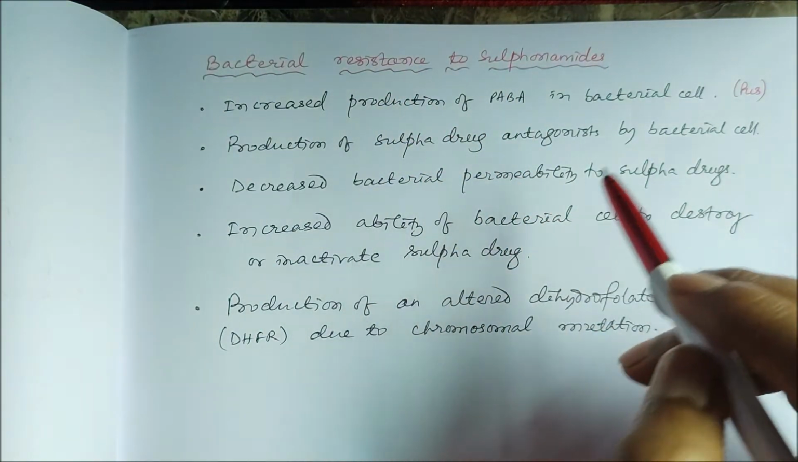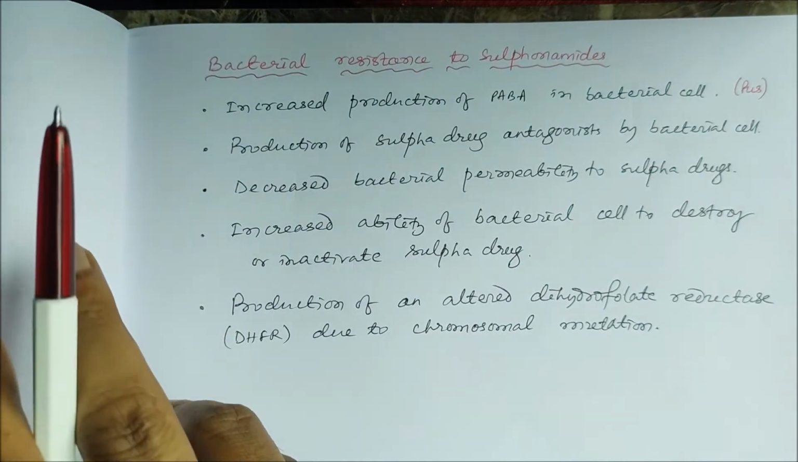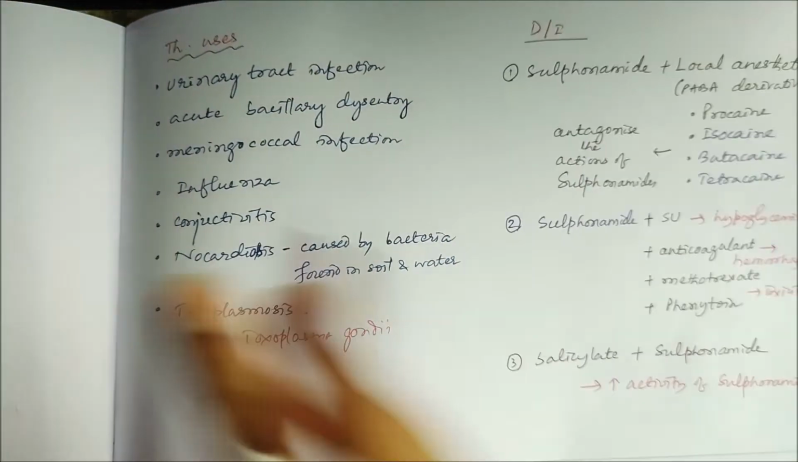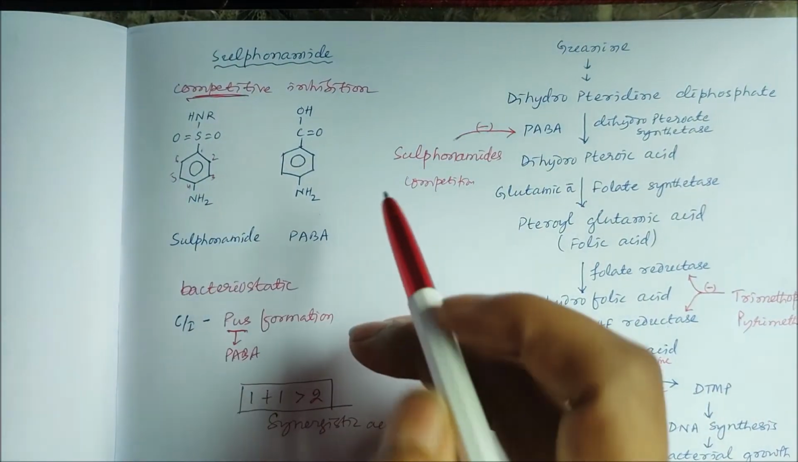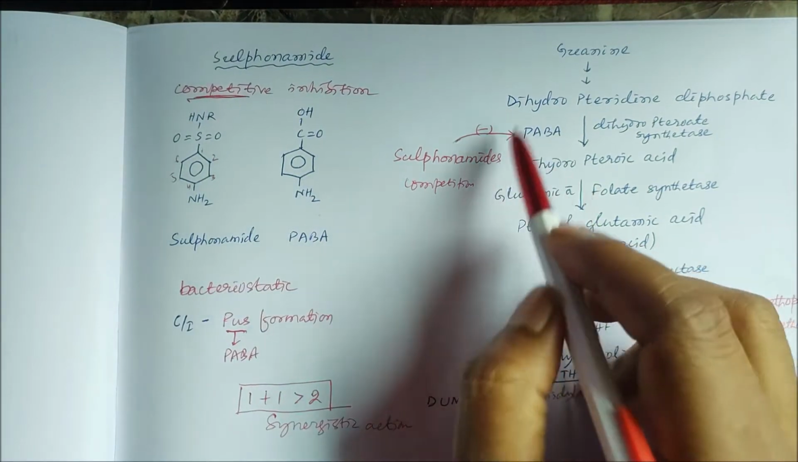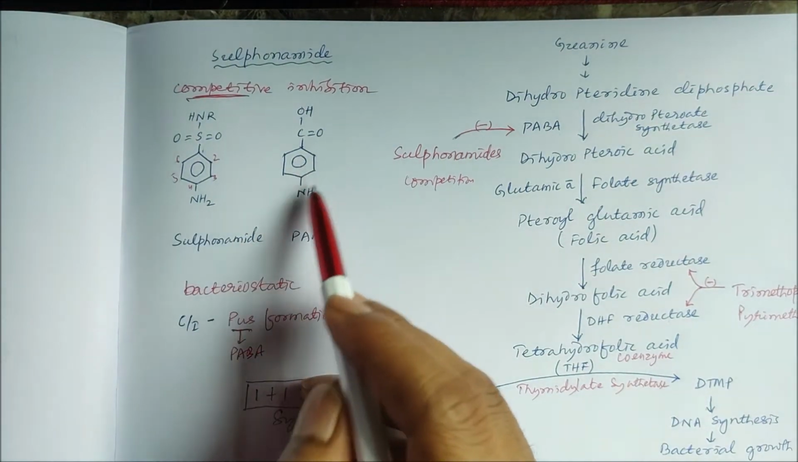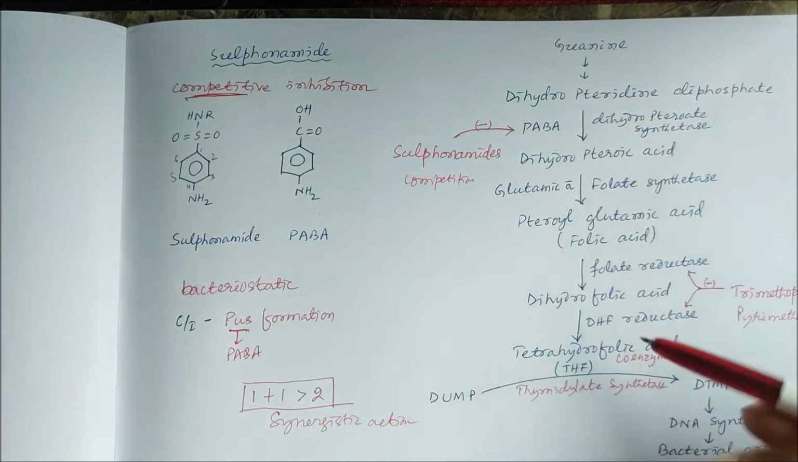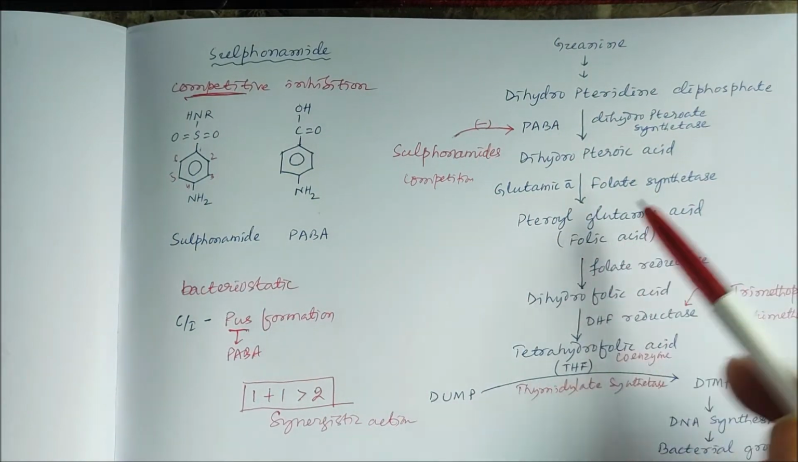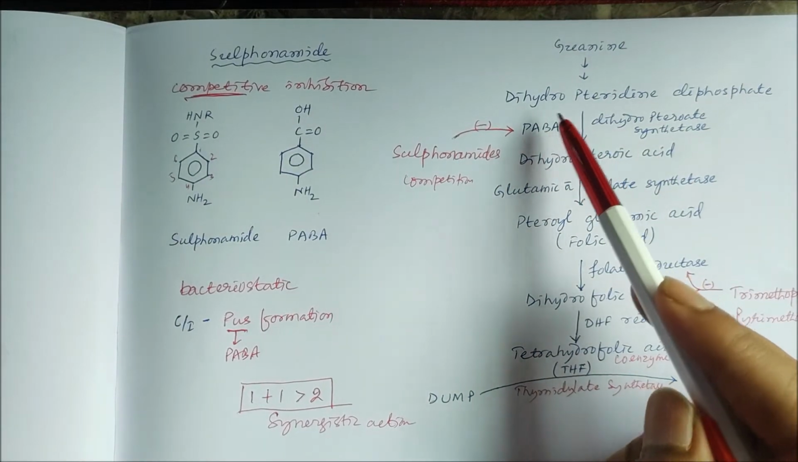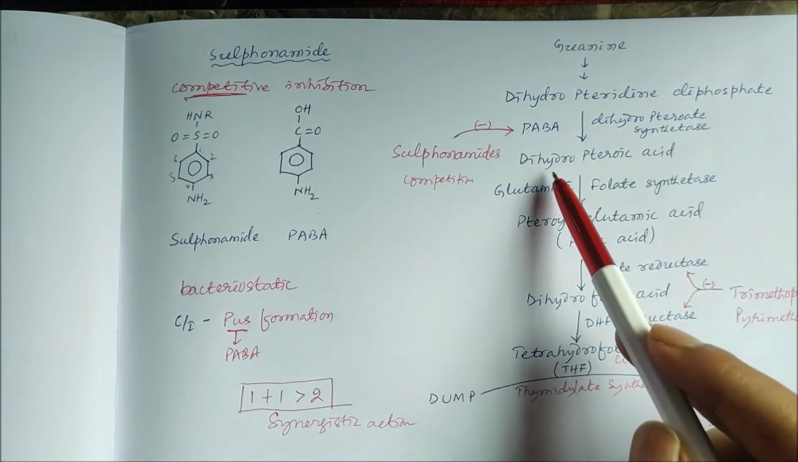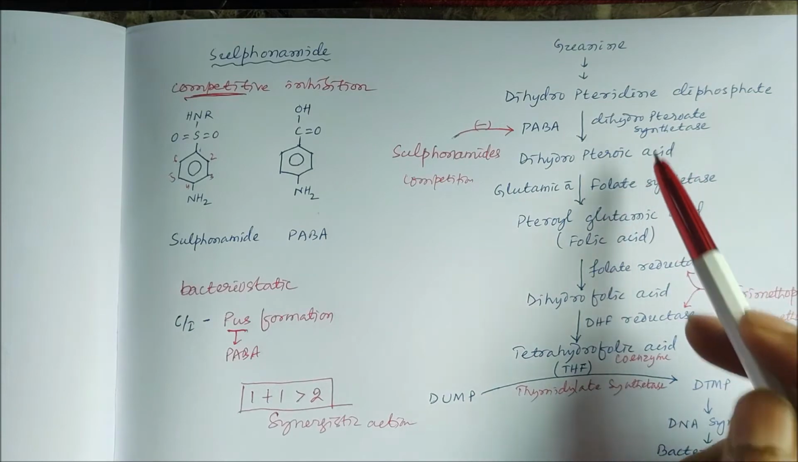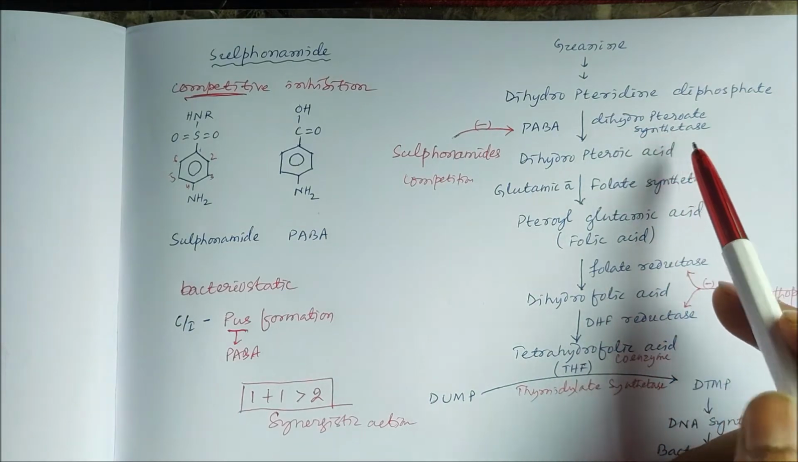Before discussing resistance, let us see how these drugs act, the mechanism of action of sulfonamides. Sulfonamides are competitive inhibitors of PABA. Because of their structural similarity with para-aminobenzoic acid, they competitively inhibit PABA and hence inhibit folic acid synthesis. PABA is required for conversion of dihydropteridine diphosphate to dihydropteroic acid in the presence of the enzyme dihydropteroate synthetase.